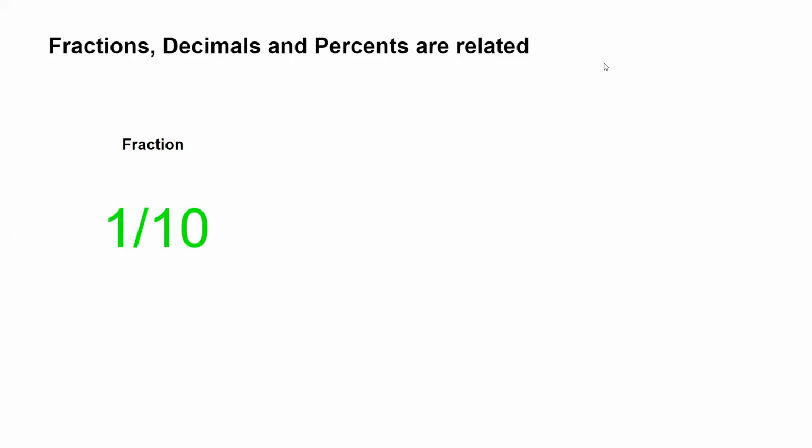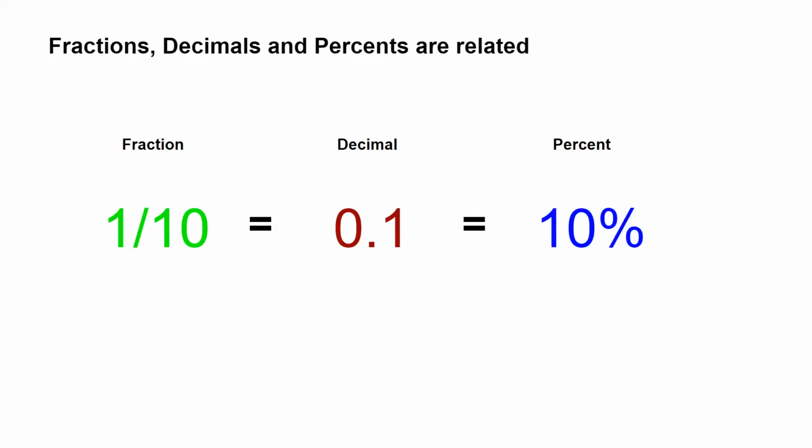Here's an example. We have a fraction of 1/10. That's related to the decimal of 0.1, which is related to the percent 10%. All of these have the same value. So that's why if we know one, we can find the form that represents the other two. So let's get to work on that.